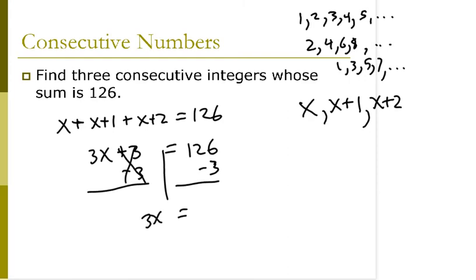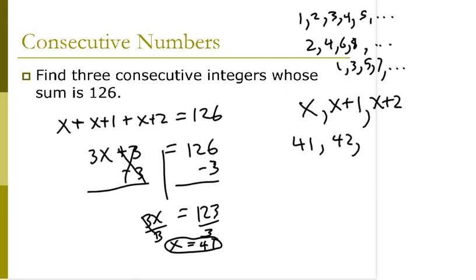And we divide both sides of our equation by 3. And then we get x equals 41. So if x is 41, then this is 41 plus 1, which is 42, and 41 plus 2 is 43. So those are our consecutive integers.